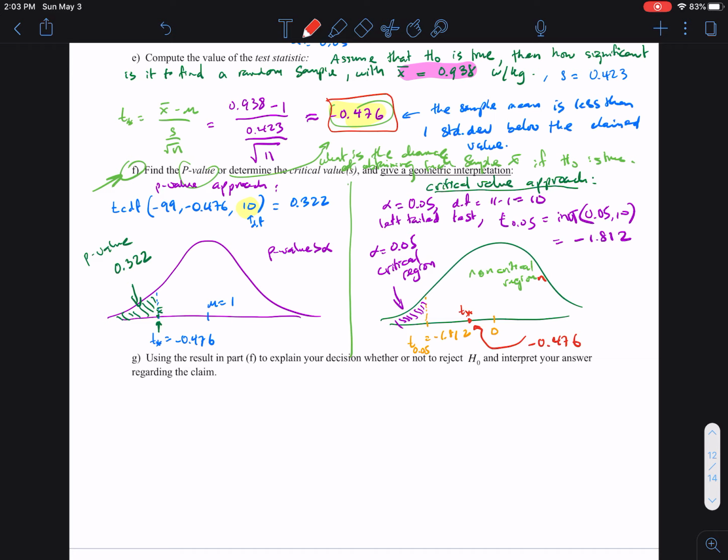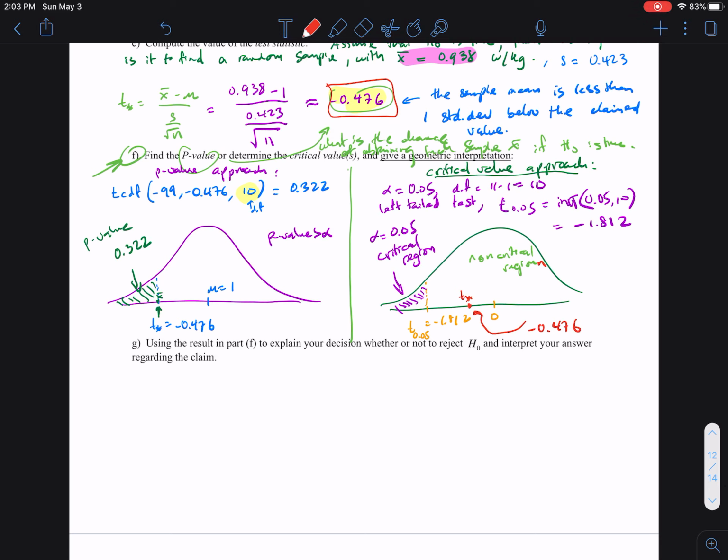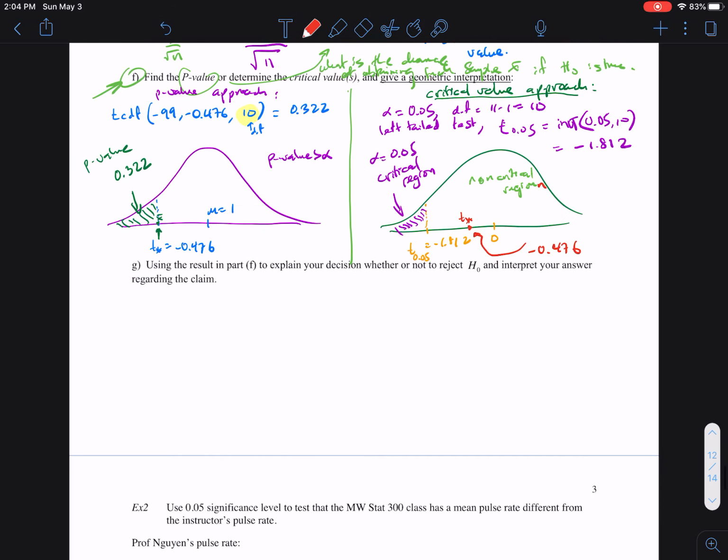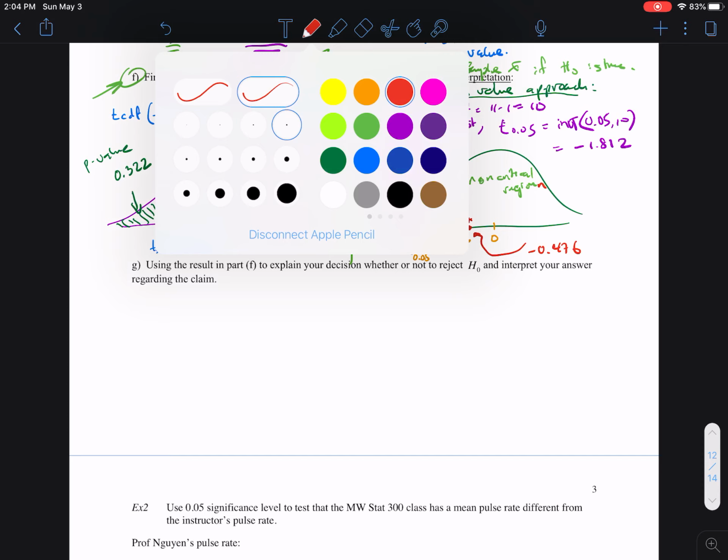Okay, so remember that. You can do either one of these methods. The p-value approach, I think most students will go with that. The critical value approach is a little more confusing because some students' calculators don't have the invert t function, right? Anyway, so now we get to the conclusion.